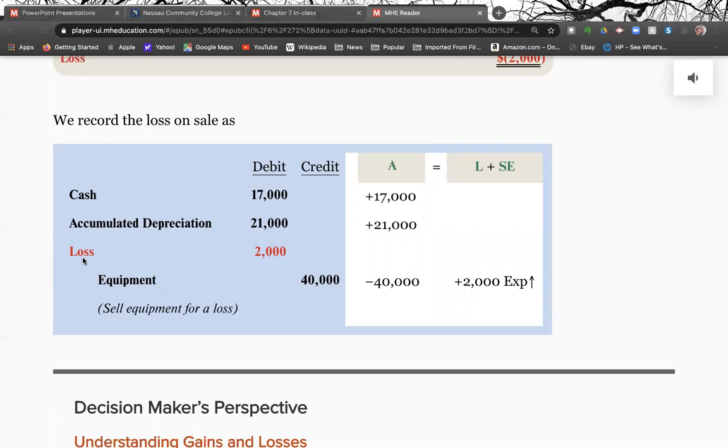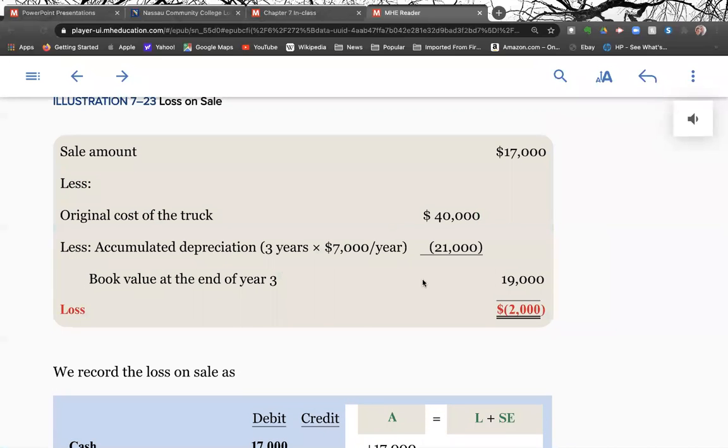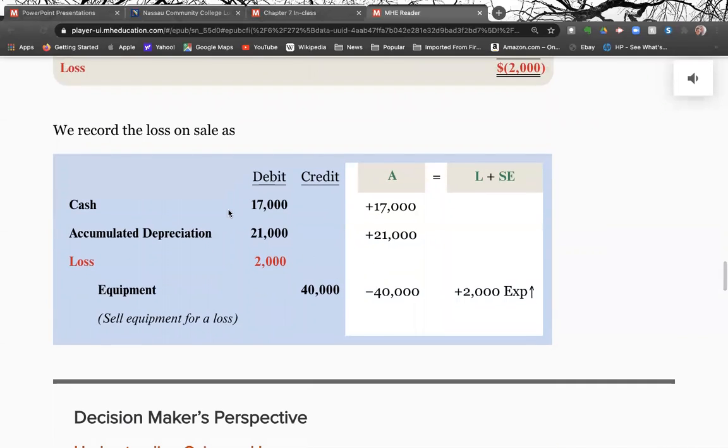So gains are credits, losses are debits. If you don't like calculating this, you really don't have to if you got the rest of this right. You can figure out what this 2 is.